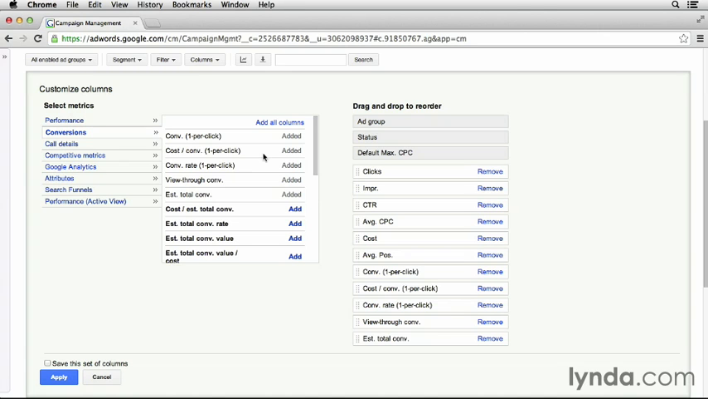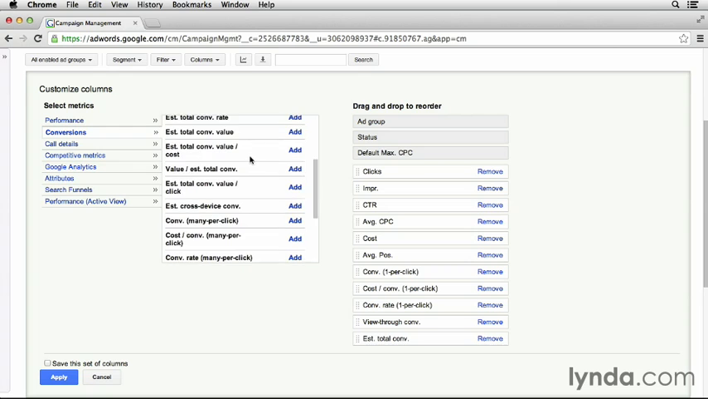So let's say a customer comes in, clicks on your ad, and buys something. And then next week you send that customer an email and they click on a link from that newsletter and buy something else. With 1 per click, you'll only count that first conversion. But then if that customer does another search and clicks on your ad again and then buys something within your conversion window, that second conversion will count as well.